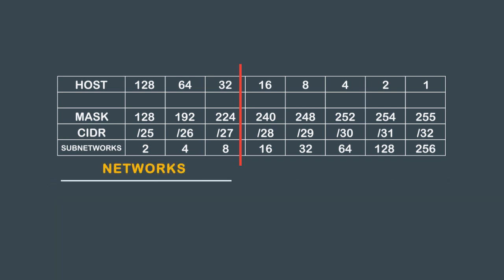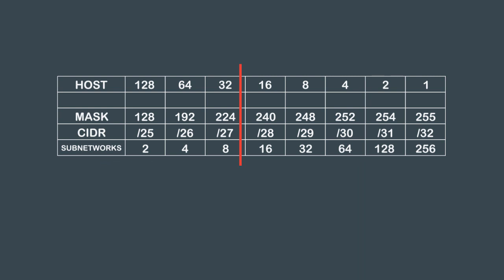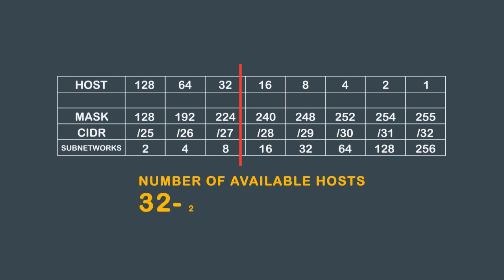Remember, networks are to the left of the line, and hosts are to the right. Networks are bits turned on, and hosts are bits turned off. Looking at the line, you can see you will have 8 subnets. To determine the number of available hosts, take 32, subtract 2, and you get 30 hosts. You can also count the number of hosts by taking 2 to the power of 5, you get 32, and then subtract 2. You raise 2 to the number of zeros in the subnet mask.